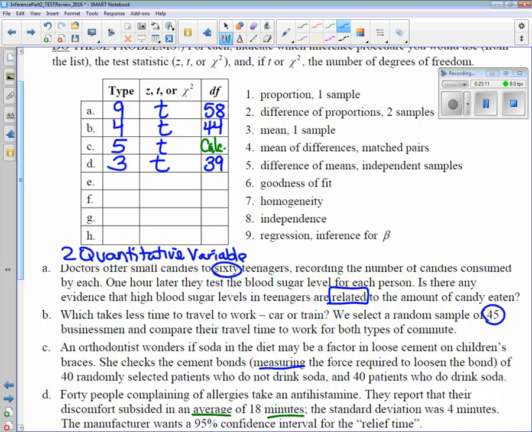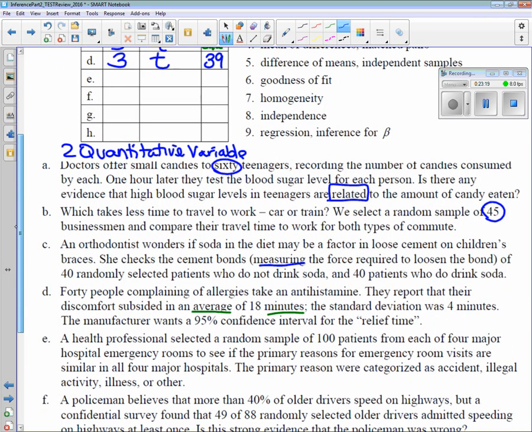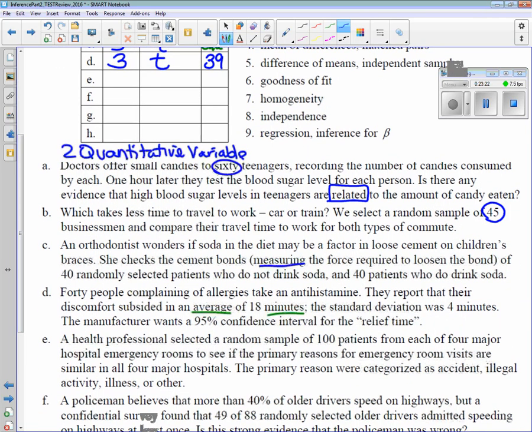And E, Maddie, tell me what kind of data we're talking about. Qualitative or quantitative for E? Yeah, it's qualitative, because I got name of hospital. I've got 4 different hospitals. And then I also have the reason for which they're in the hospital. That's not measurable. That's a qualitative variable, something that's a category. It even says the word category in the problem. That's a clue. Use that.